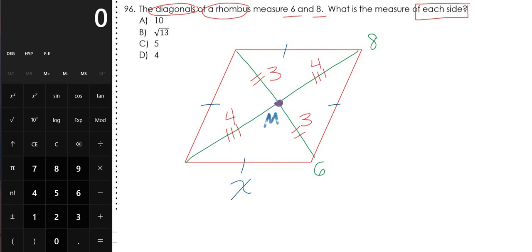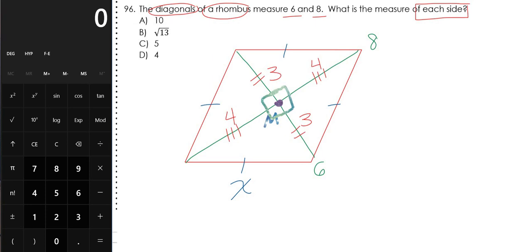Now, looking at my diagram, I'm noticing a 3 and a 4. Okay, that still doesn't get me X. It doesn't get me a side length. Here's the other really important property for a rhombus, and it's also true for a square. Not only are the diagonals going to bisect each other, meaning cross at each other's midpoints, they're also going to be perpendicular. So I'm going to draw right angles at the intersection point.